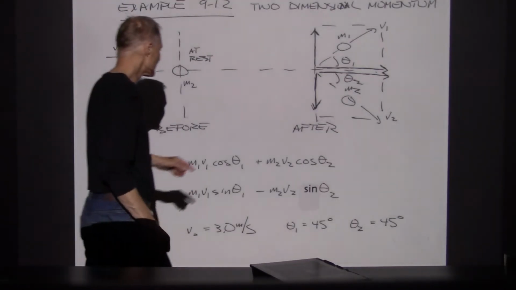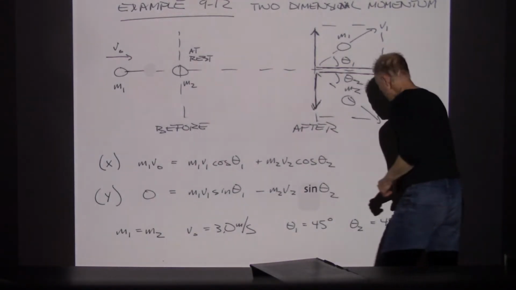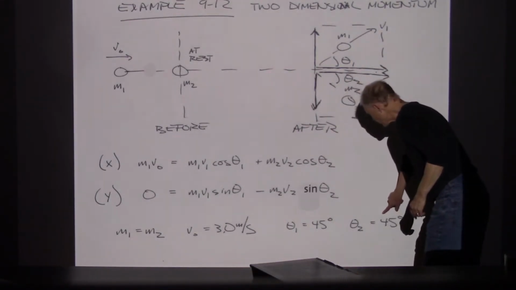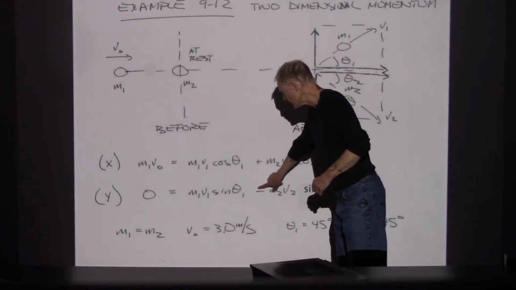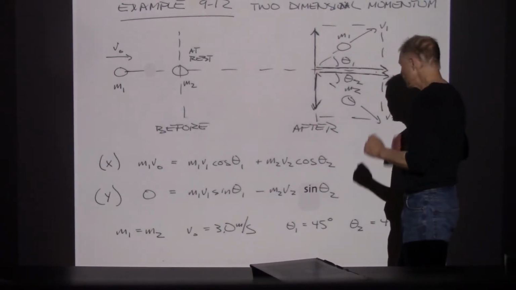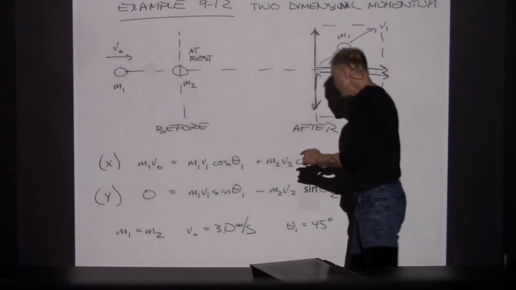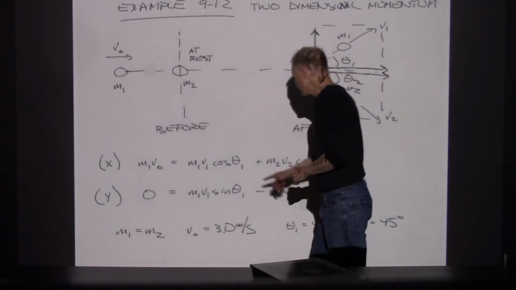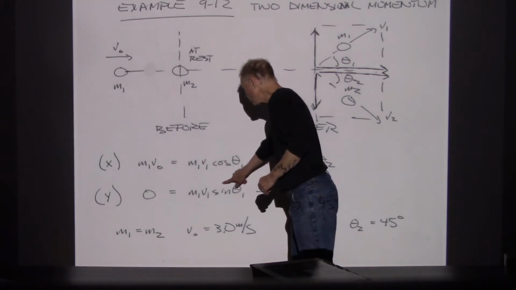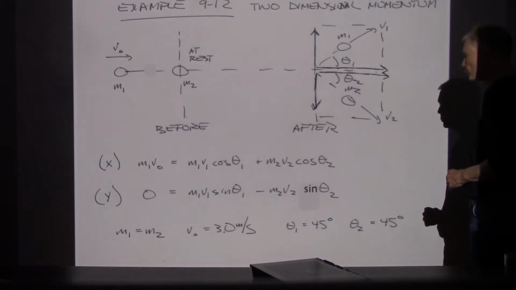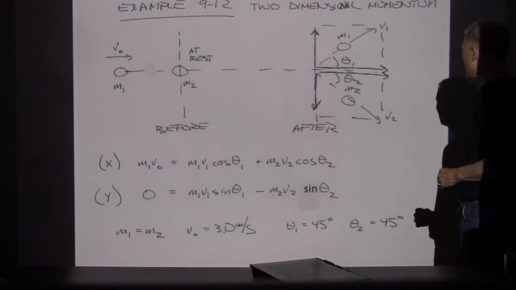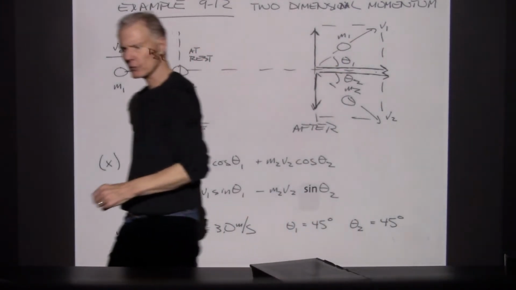And what I've done is I've treated theta 1 and theta 2 as 45 degrees. I did not call this minus 45. Instead, I put the minus sign here. And so if the angles are the same and the masses are the same, then this equation will only work if V1 equals V2. So this is just all the given information. We need to move on to the next page.